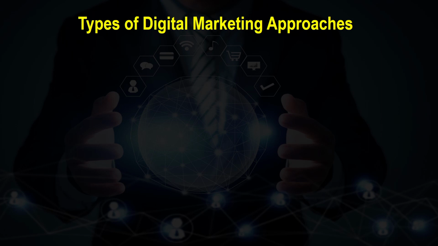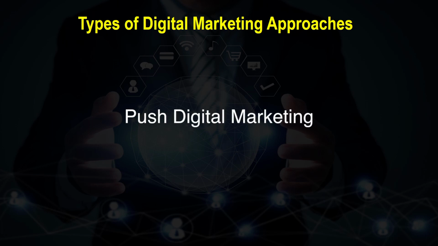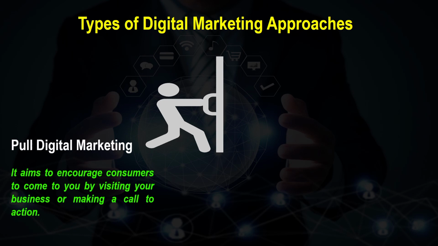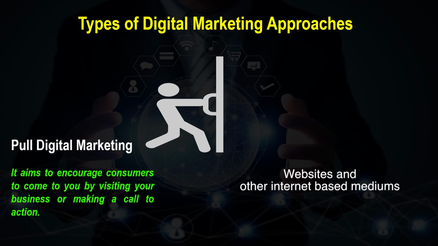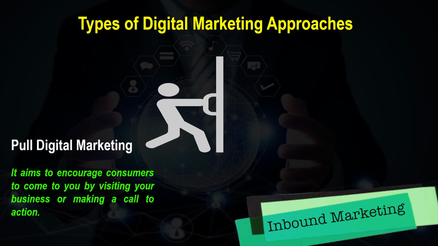Types of digital marketing approaches. Basically, there are two types of digital marketing approaches. One is called pull digital marketing and the second is push digital marketing. Pull digital marketing aims to encourage consumers to come to you by visiting your business or making a call to action. You are pulling them to yourself. Common examples are websites and other internet based mediums. Pull marketing is often called inbound marketing.